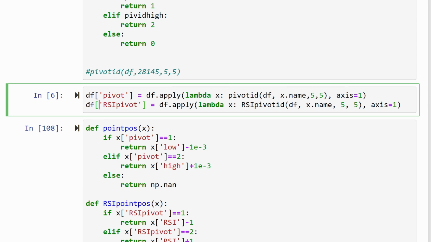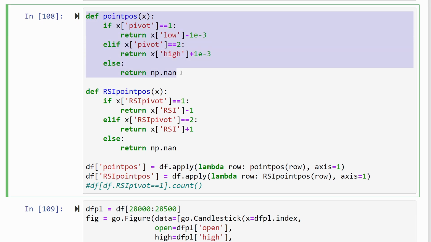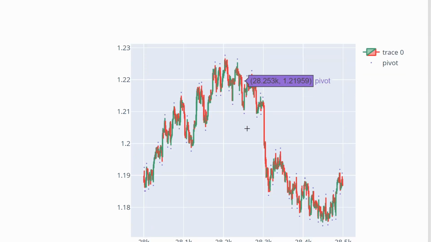Then for the RSI pivot, also we are defining a new column in the data frame. We're applying the RSI pivot ID function, providing the same type of information. And now I will define two new functions. These functions are not mandatory for the analysis. However, they are for the visualization of what we are calculating. And I would like to visualize something like this. I would like to have points on the pivot candles just to identify these on the graph and be able to visually analyze and see what's happening.